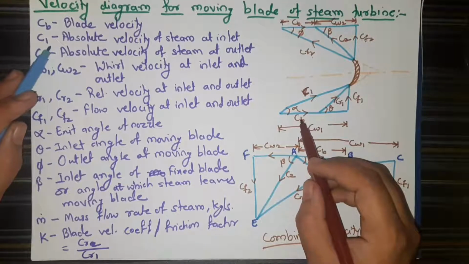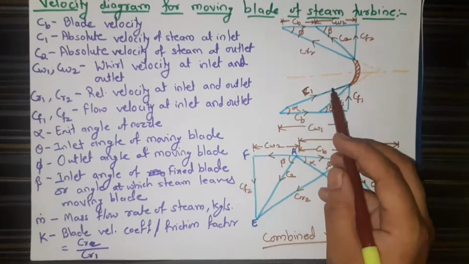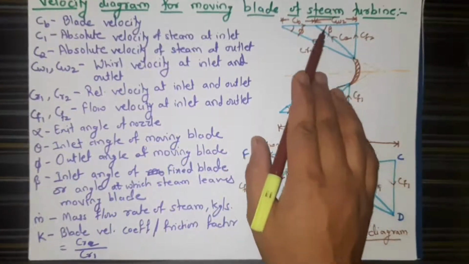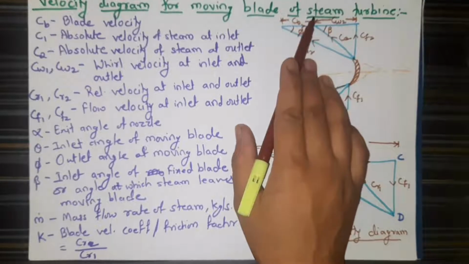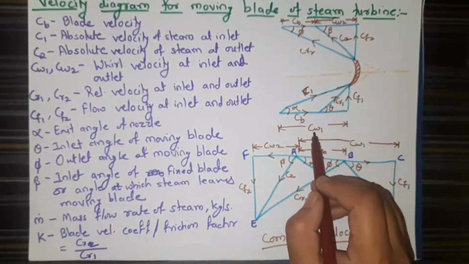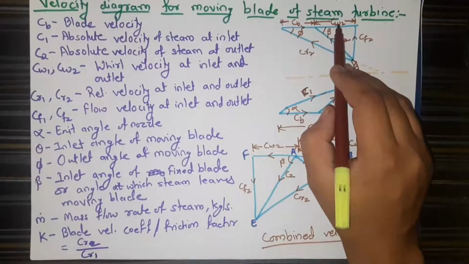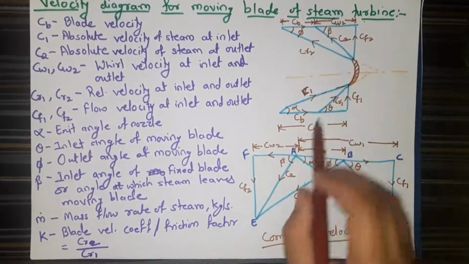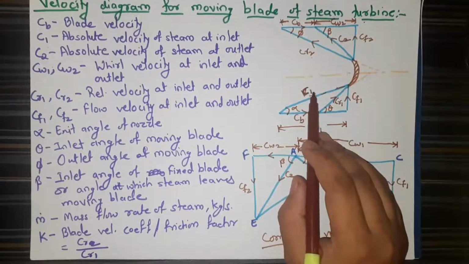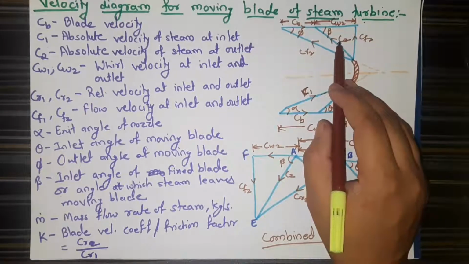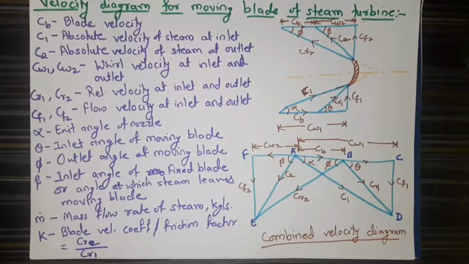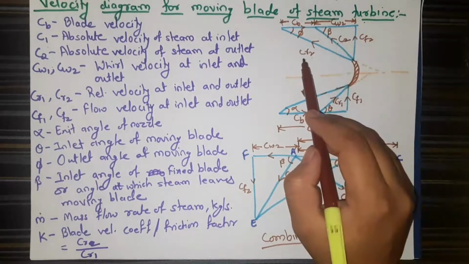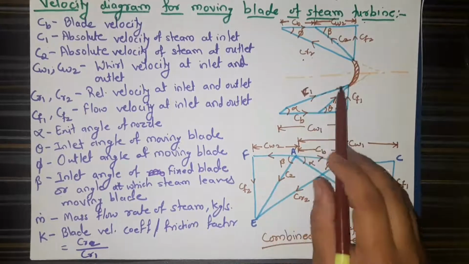C1 is absolute velocity of the steam at inlet. C2 is absolute velocity of the steam at outlet. CW1 and CW2 is whirl velocity at inlet and outlet, which are the component of this C1 and C2, horizontal component of the absolute velocities. CR1 and CR2, these are the relative velocities at inlet and outlet.